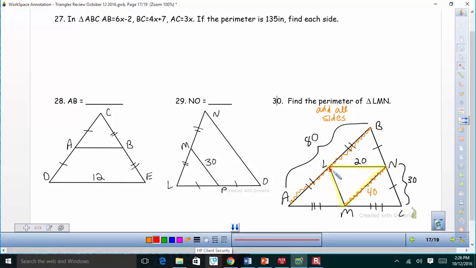Then for LM, this is also a mid-segment. What is its bottom? BC. Okay, how long is BC? 60. BC is 60, so LM would be 30. So to find the perimeter, you add all the sides up. So 30 plus 20 plus 40 is 90. So the perimeter is 90.